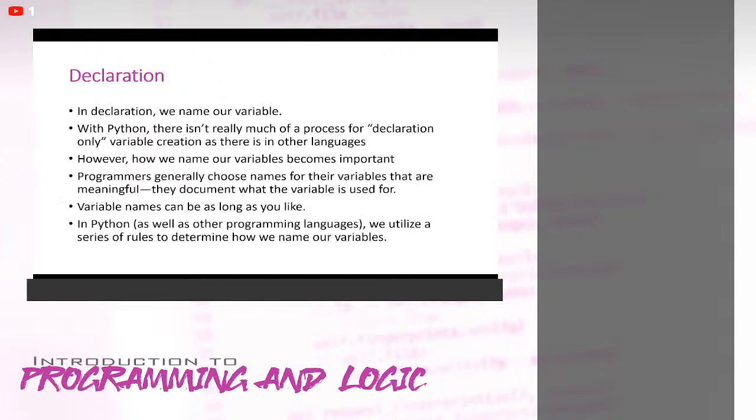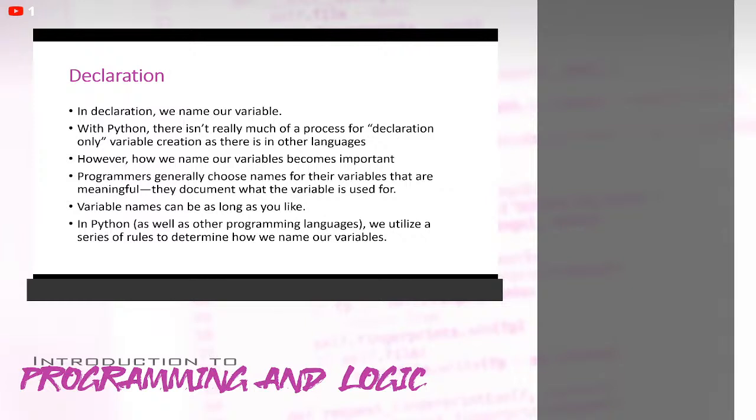And that's our declaration process. Our declaration process is essentially just the process where we name our variable. In Python, there isn't really much of a process for declaration-only variable creation, since it is weak typed. That means that when we declare our variable, we also have to put a bit of a value in there. So we're going to go ahead and assign a value to it.